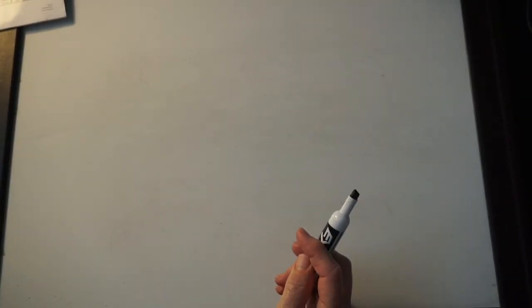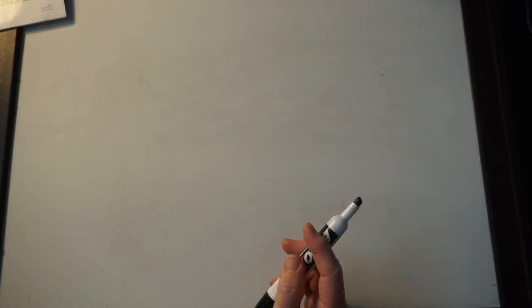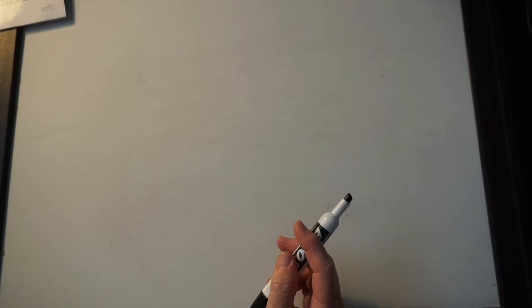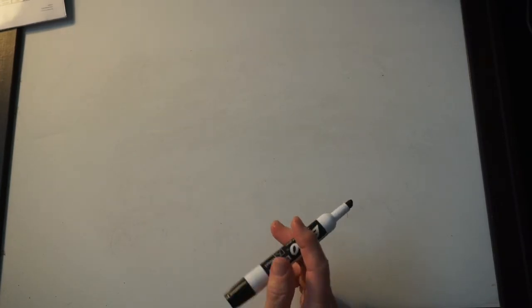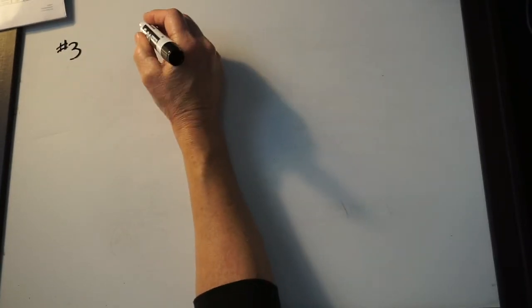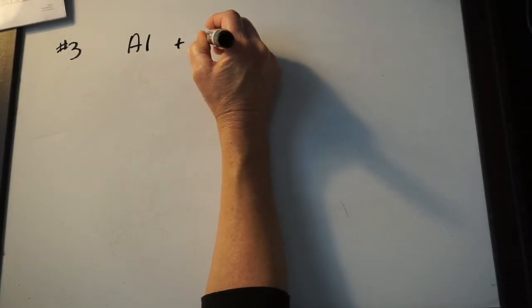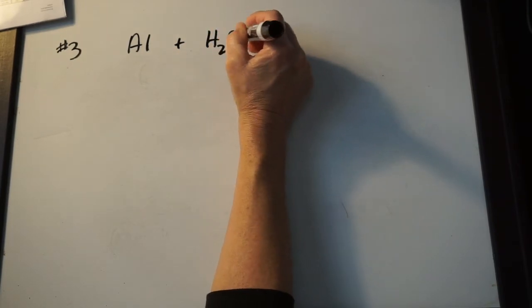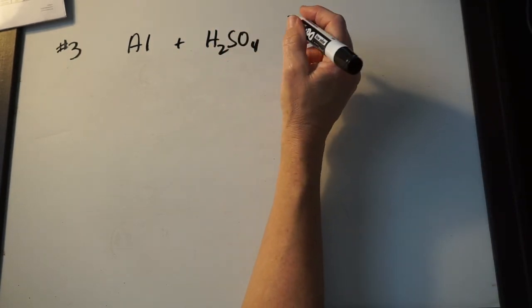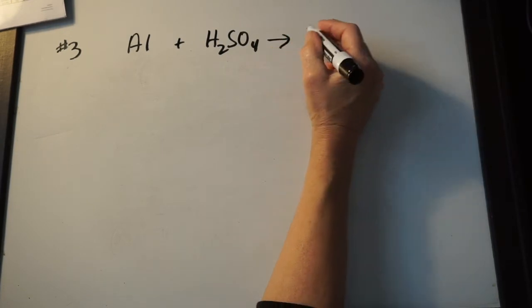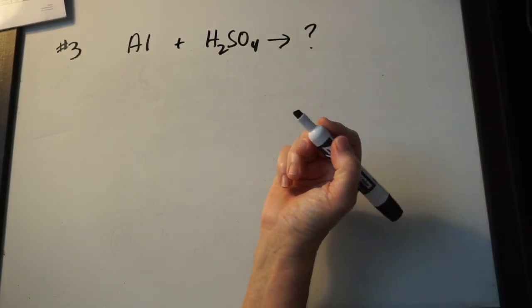Let's do a big polyatomic one again. I'll do one of the biggest questions that's on here to help you out with that. That's number 3. Okay, number 3 is aluminum plus H2SO4, which is an acid. And the question is, will this reaction proceed?